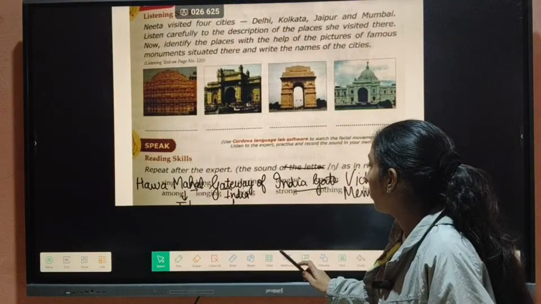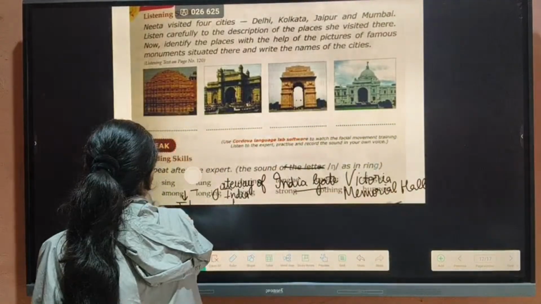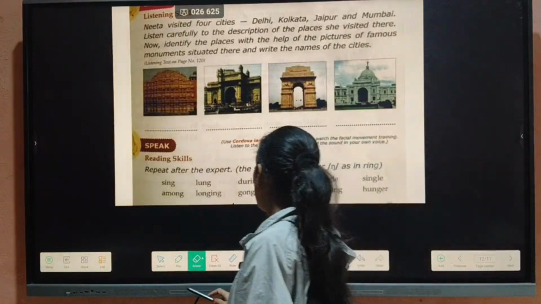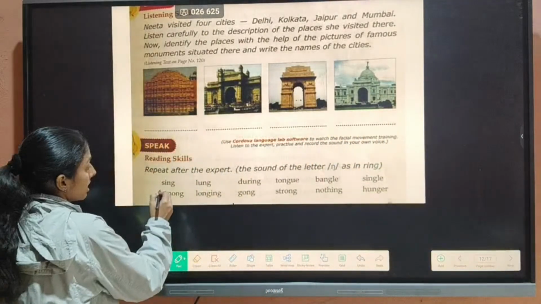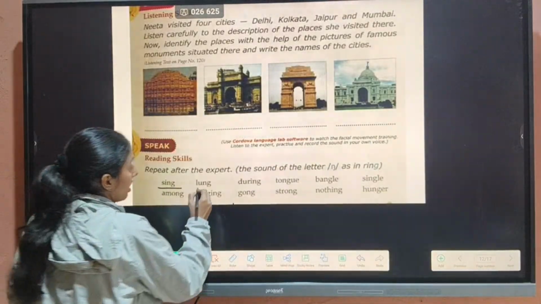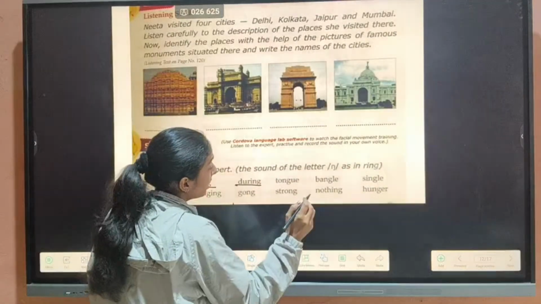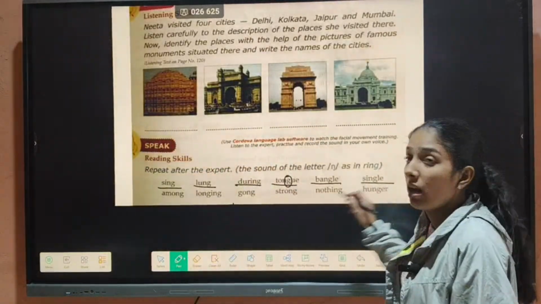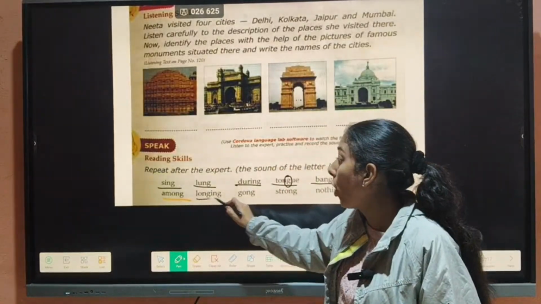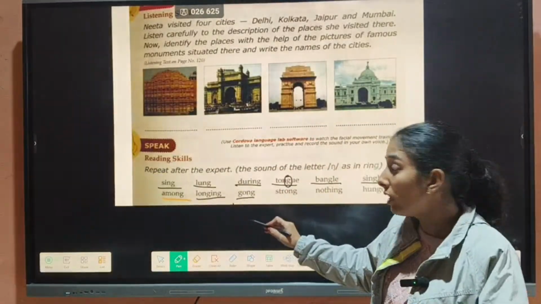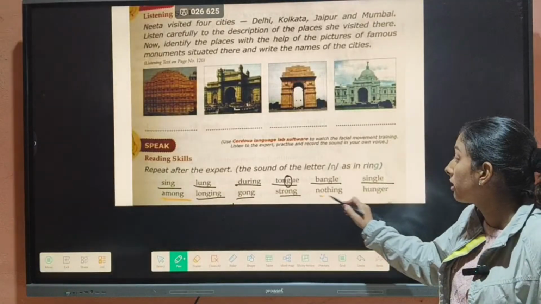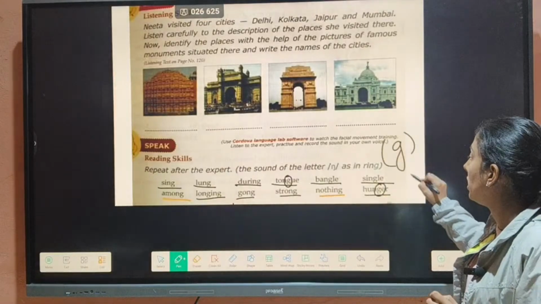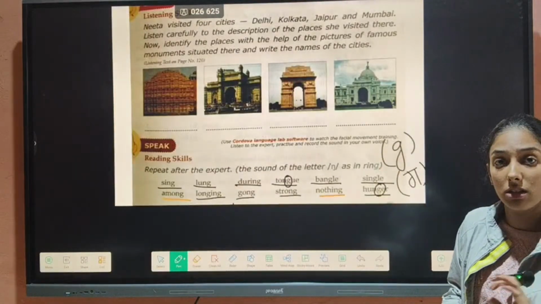Now beta, you have to repeat after the expert. This is sound of G, G. Okay, sing, G. Lung, during, tongue, bangle, single, among, longing, gong, strong, nothing, hunger. This is sound of letter G. It is pronounced as G, sound of G.